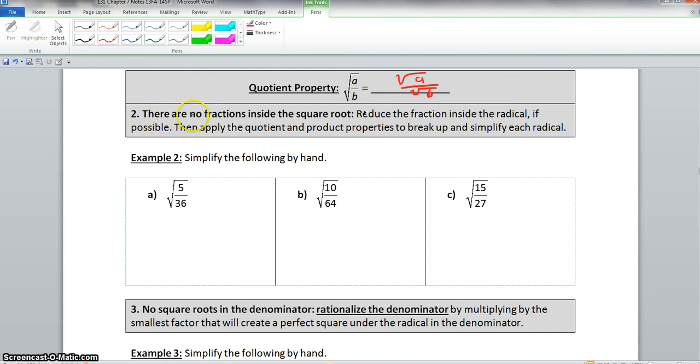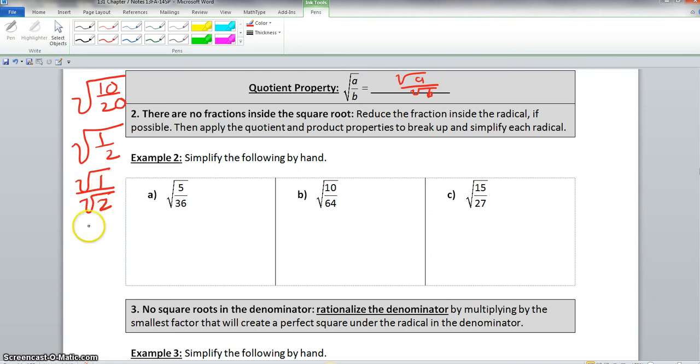Now, if you notice with number 2, there are no fractions inside the square root. Reduce the fraction inside the radical, if possible. Then apply the quotient and product properties to break up and simplify each radical. Okay, so basically it says this. Let's say we had the square root of, let's say, 10 over 20. What this is stating is that before we separate this and do the square root of 10 over the square root of 20, we could simplify this fraction here. 10 over 20 we know would leave us 1/2. So we have the square root of 1/2, and then we will have the square root of 1 over the square root of 2.